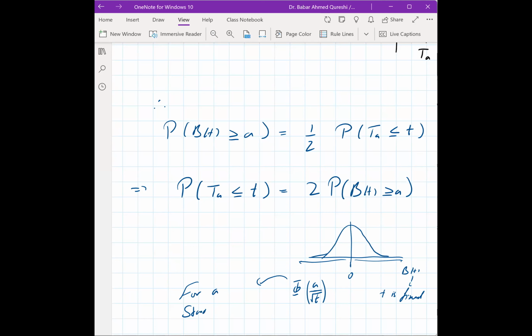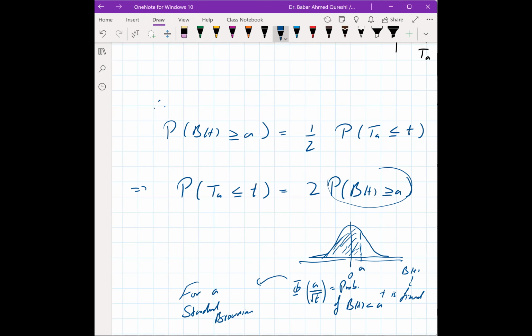This is for a standard Brownian. This gives me the probability of B of t being less than A. But over here, I have the probability of B of t being greater than A. So this is the probability, this area. And this is just equal to 1 minus this.